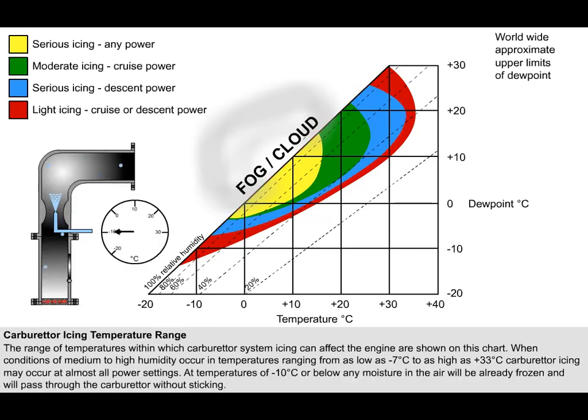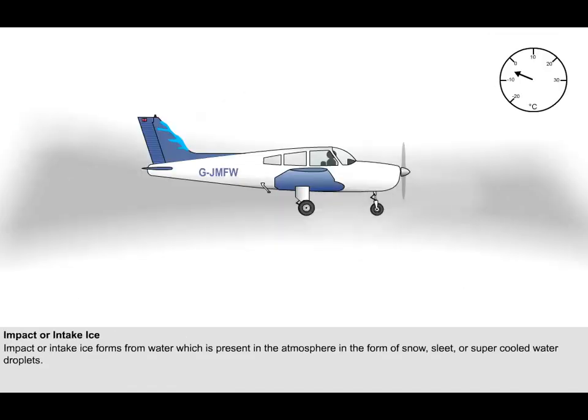At temperatures of -10 Celsius or below, any moisture in the air will be already frozen and will pass through the carburetor without sticking. Impact or intake ice forms from water which is present in the atmosphere in the form of snow, sleet or supercooled water droplets. The ambient temperature at which impact ice may be expected to build up most rapidly is about -4 degrees Celsius in conditions in which visible ice is forming on other parts of the aircraft.